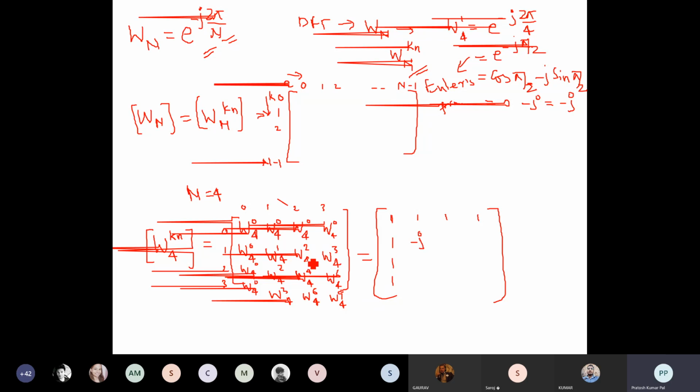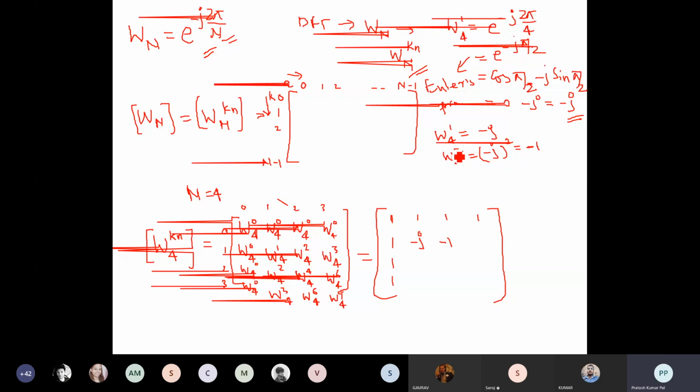ठीक है, अब नेक्स्ट है W4 to the power 2. So W4 to the power 1 was minus j. ठीक है, so W4 to the power 2 will be minus j का whole square. So minus j का whole square, what will be minus j to the power 2? It will be equal to minus 1. ठीक है, so W4 to the power 2 will be equal to minus 1.